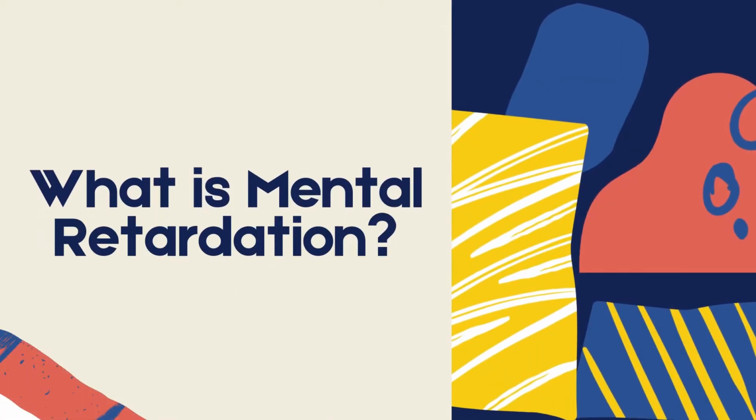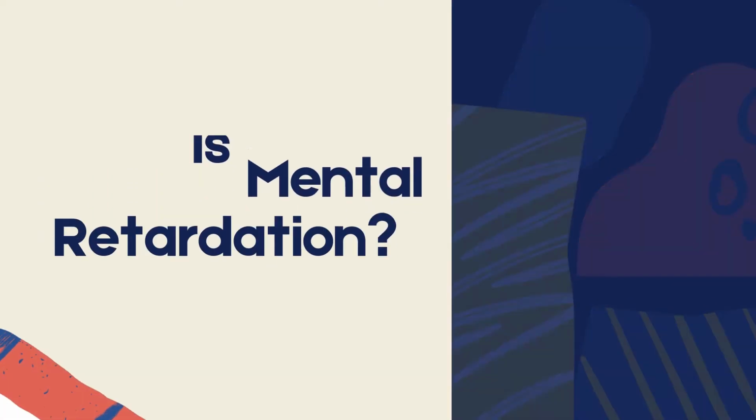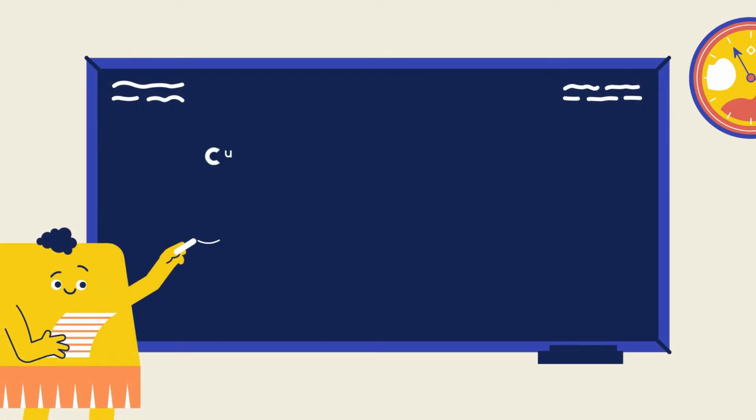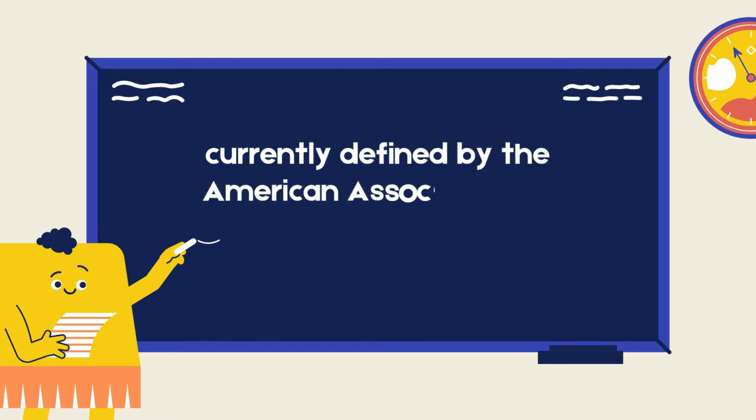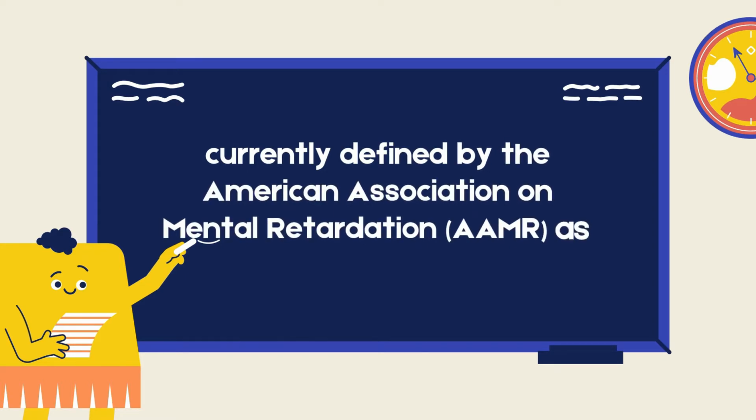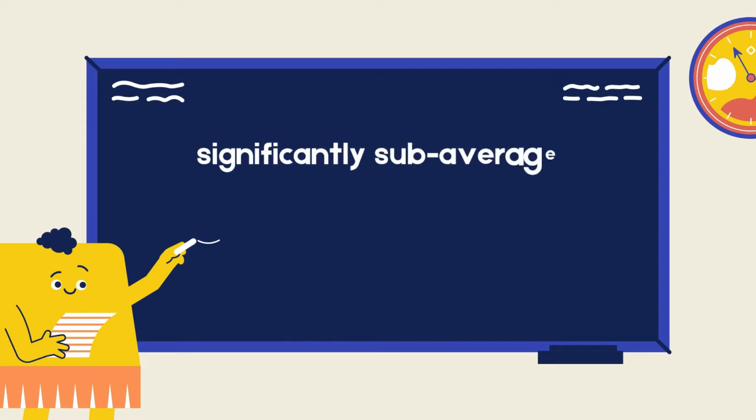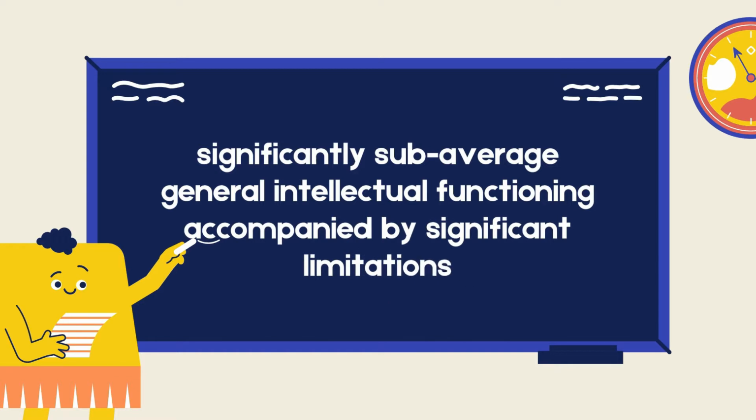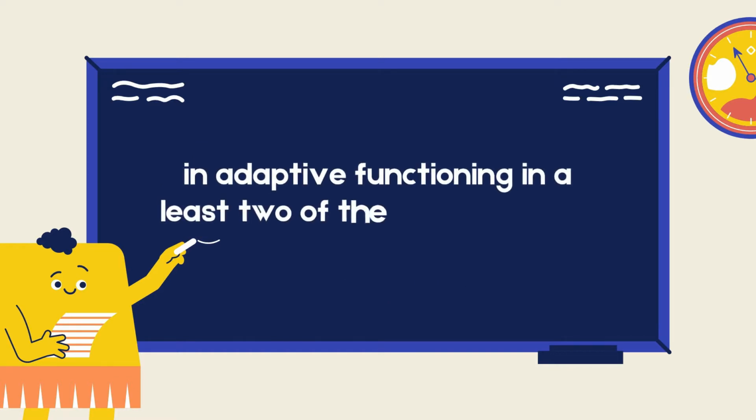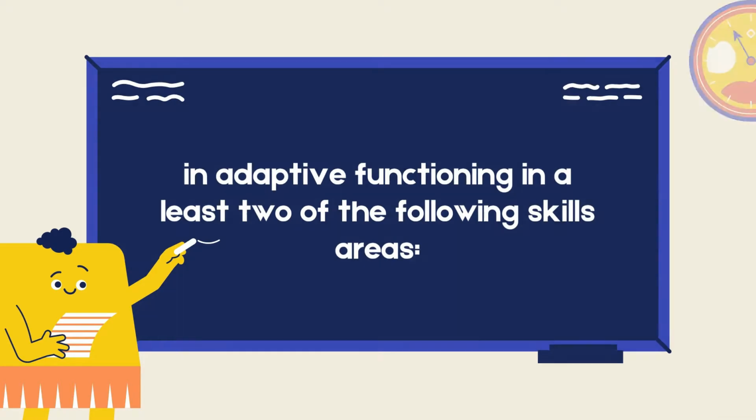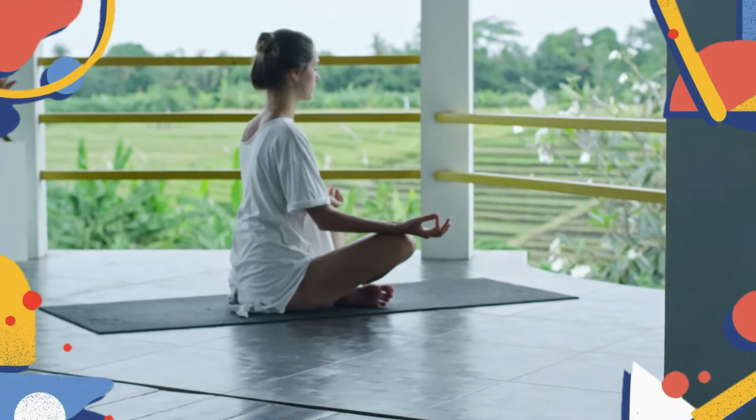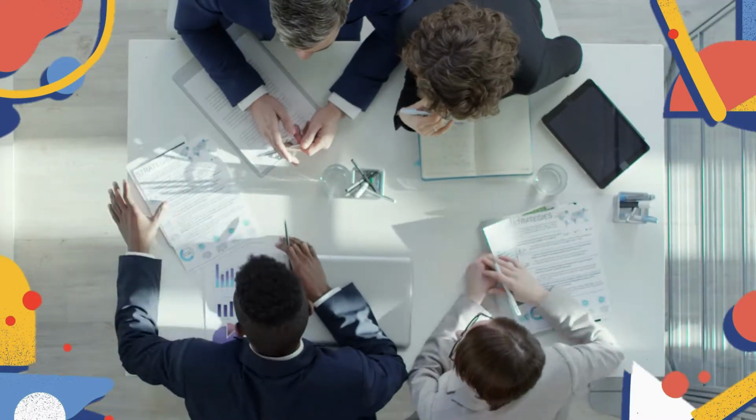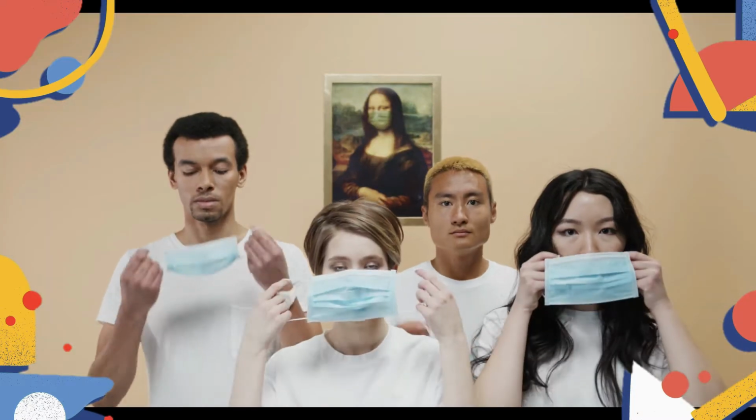What is mental retardation? Mental retardation or intellectual disability currently is defined by the American Association on Mental Retardation, or AAMR, as significantly sub-average general intellectual functioning accompanied by significant limitations in adaptive functioning in at least two of the following skill areas: communication, self-care, social skills, self-direction, academic skills, work, leisure, health, and/or safety.